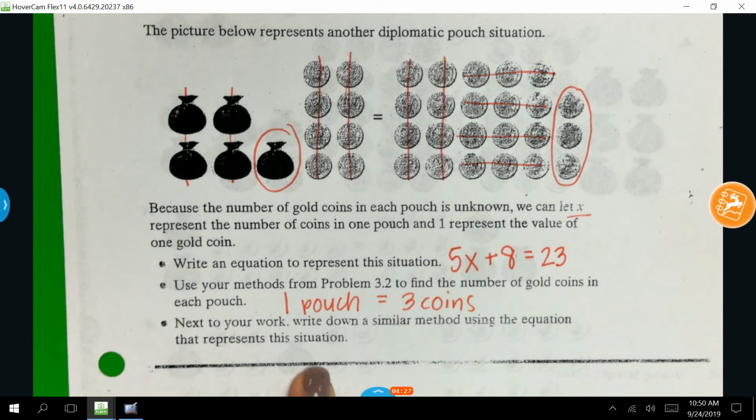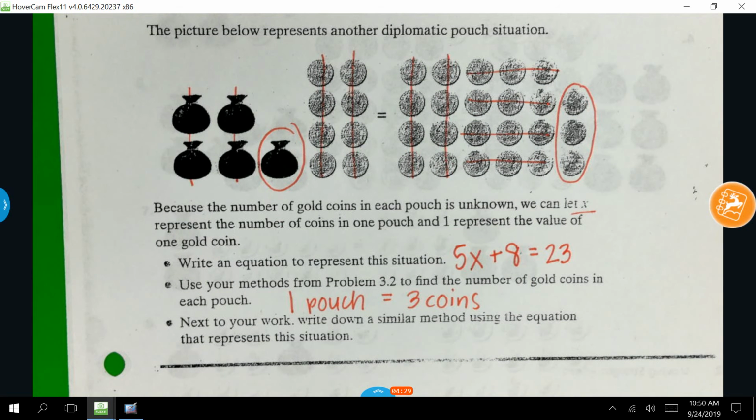Okay. Tanner. Whenever we start getting them in equation form, can we draw it out as a picture? Yeah, I mean, if it helps you, you can. But it'll take a long time. Okay, so I know that each pouch has 3 coins.